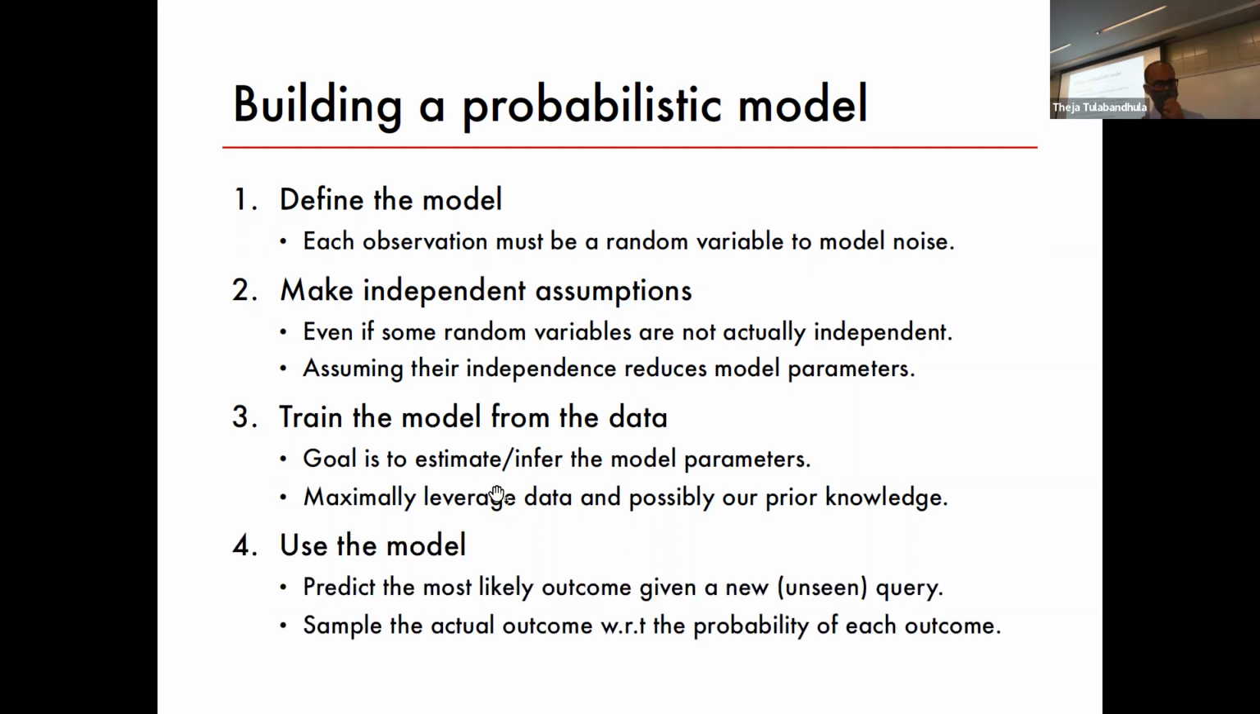And then, of course, use the model, which is mostly prediction given a new input. What's the likely outcome? The conditional probability of y given x, basically. Or you can also sample from this conditional distribution. Any questions about this template? Because then we'll get into a specific version of this, which is for hidden Markov modeling.